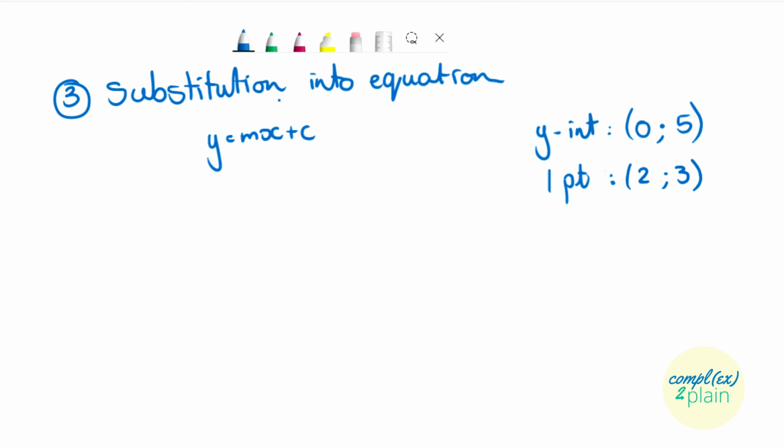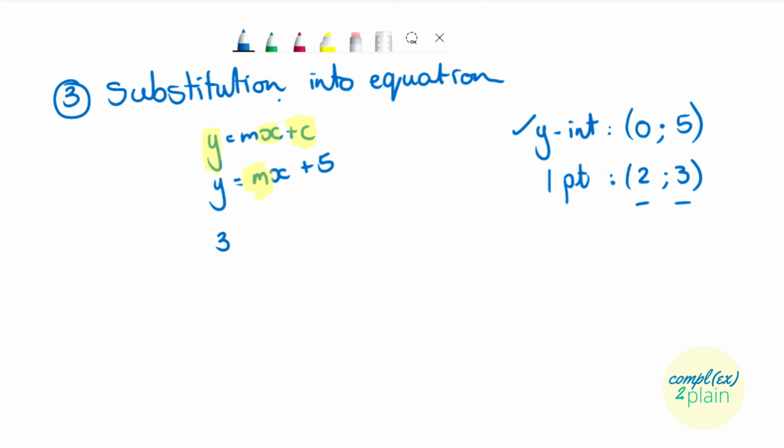So I can say, okay, my y-intercept I know is c. So I can go ahead and substitute 5 in there. So I've got 5 there, but now I haven't used the other point yet. So I can say I've got an x here and a y there. So I can actually use that to substitute into the equation. So I can make m my unknown variable that I'm solving for and just take that point and chuck it into the equation. So my y value for that point is 3.